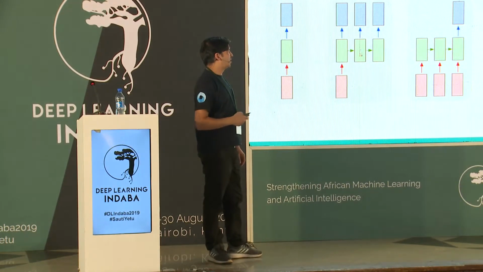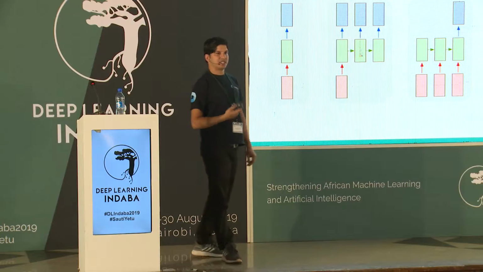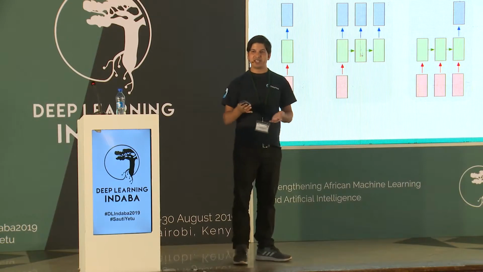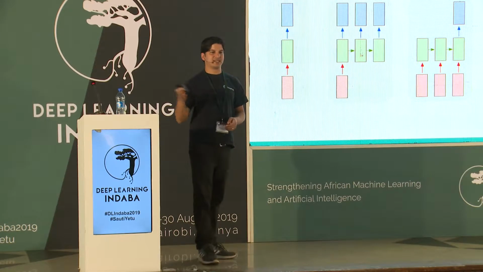The final one is the many-to-many synchronized architecture. Here we have an input sequence and an output sequence, and the lengths are the same. So this might be, say, you're processing video one frame at a time, and you're trying to see: is there a person in each frame?